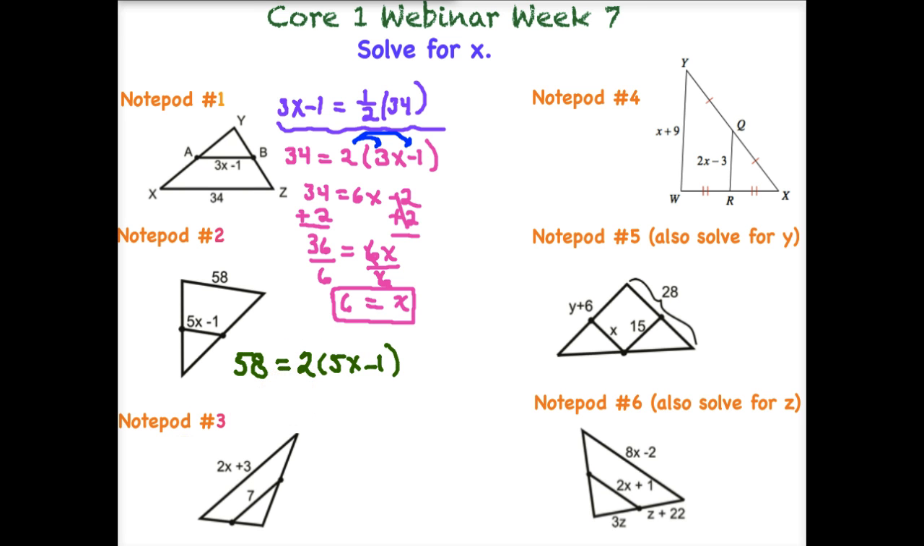So in order to solve this, this was part of our warm-up. What we did is we just distributed the 2 into the parentheses, making sure that we multiply the 2 by both the 5x to get 10x and the negative 1 to get 2. And then we're going to combine like terms. So I have to bring the 2 to combine with the 58. And then over here I get 60. And on the right side I'm left with 10x, because negative 2 and positive 2, when I combine those, they zero out.